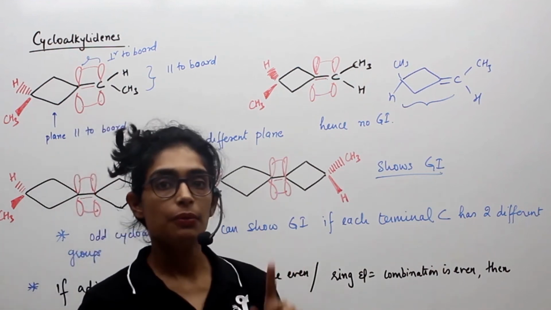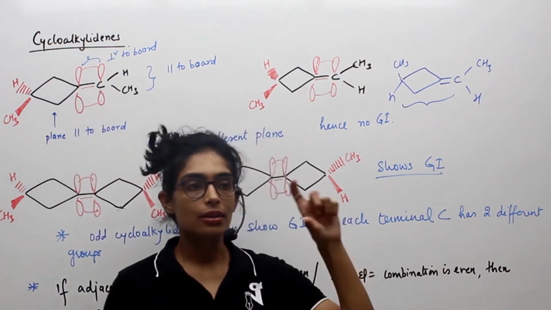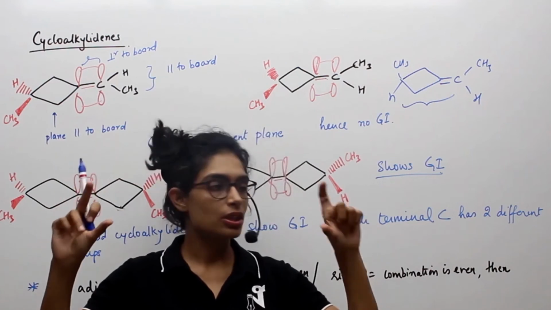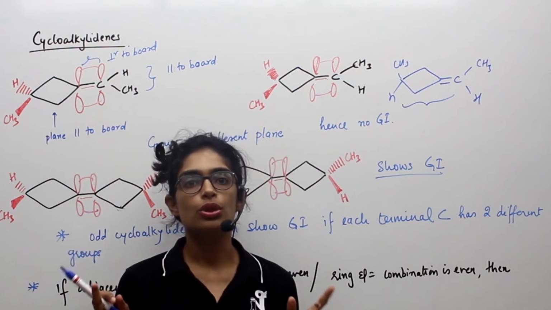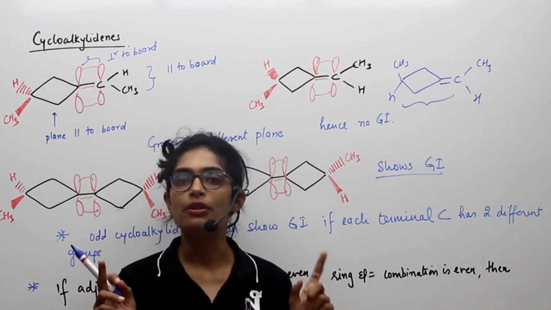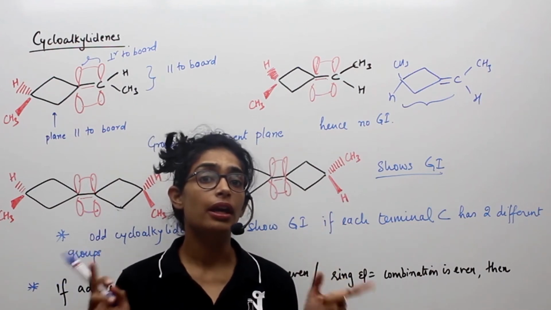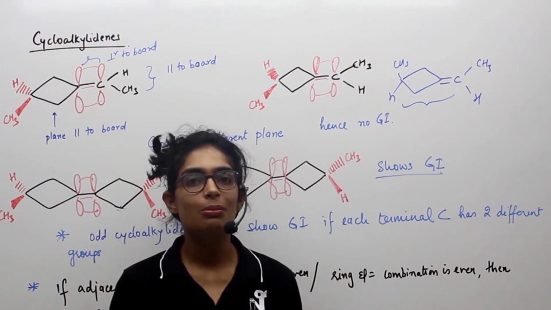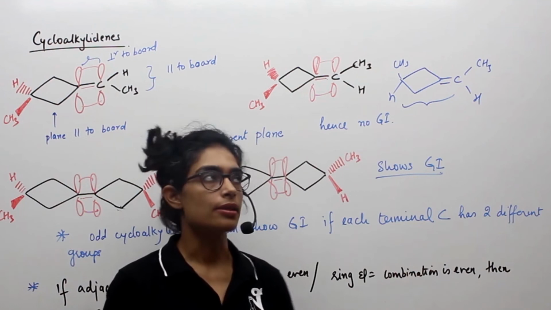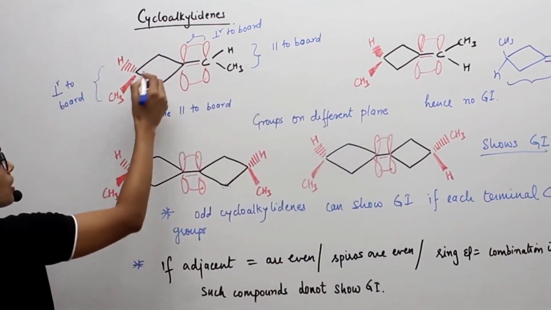Now remember again, before I start explaining this, that if the terminal carbon groups of such cases are on the same plane, then they tend to show GI, because their L1 and L2 will be different. If they're in different planes, then L1 and L2 are going to be the same, and hence they do not show GI. You have to keep this in mind before learning all these cases. So now let's look at it.